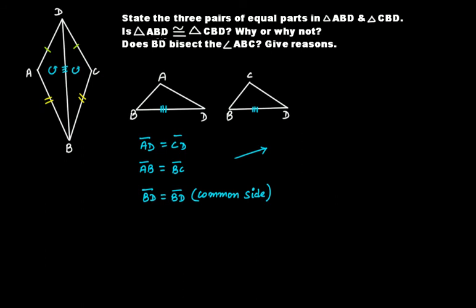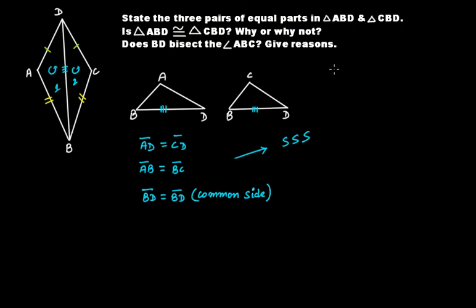Is triangle ABD congruent to triangle CBD? Yes, of course, because from triangle 1 and triangle 2, we can see it's satisfying side, side, side. That is the SSS Congruence Criterion. Does BD bisect the angle ABC? Give reasons. It's asking whether this line segment BD is bisecting this angle ABC.